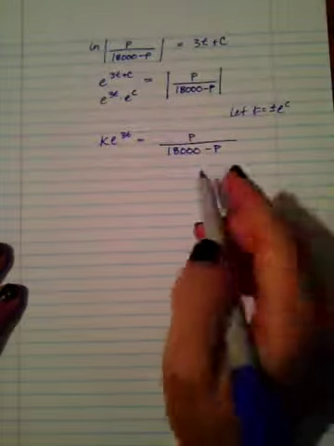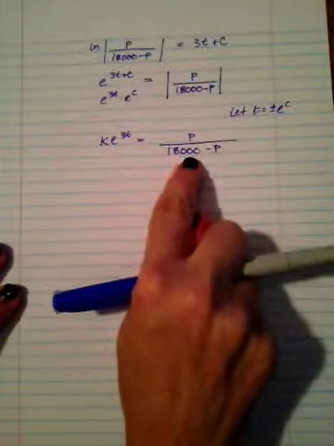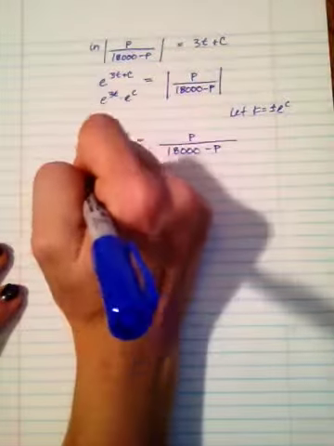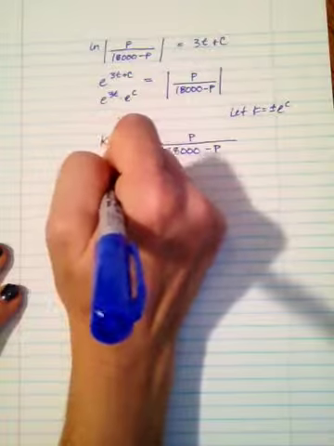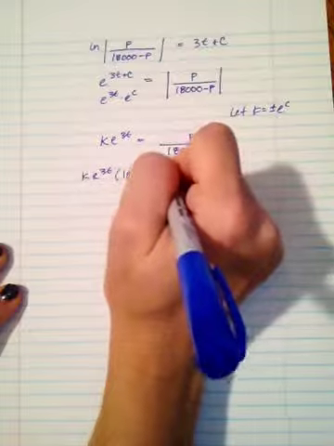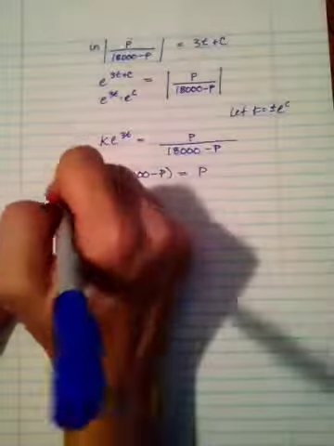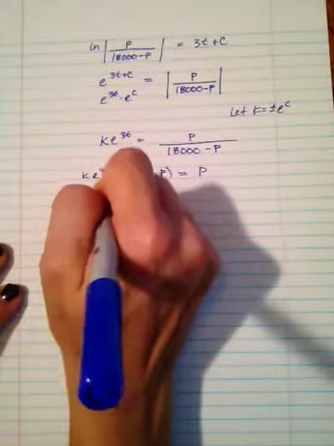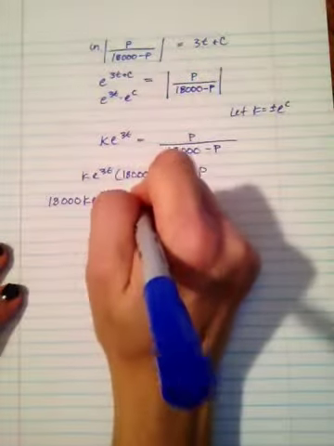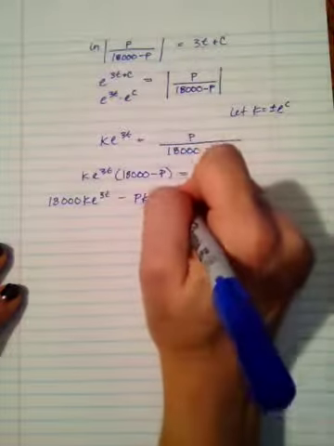Now again, I want to solve for p, so I need to get down to one p. So I'm going to take this 18,000 minus p and multiply it up into the numerator. So I have k e to the 3t times 18,000 minus p equals p. I'm going to distribute. So I have k e to the 3t times 18,000 minus p k e to the 3t equals p.